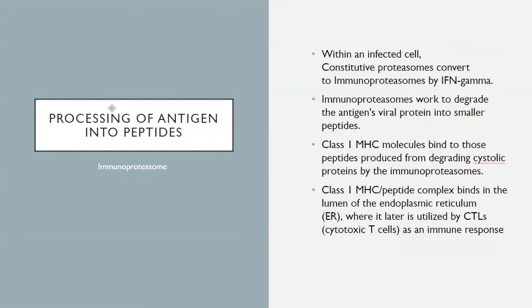Processing of antigen into peptides. In an infected cell, constitutive proteasomes convert to immunoproteasomes by IFN gamma, which work to degrade the viral protein into peptides that MHC can bind to, forming the MHC peptide complex, which is used by CTLs to mount an immune response.